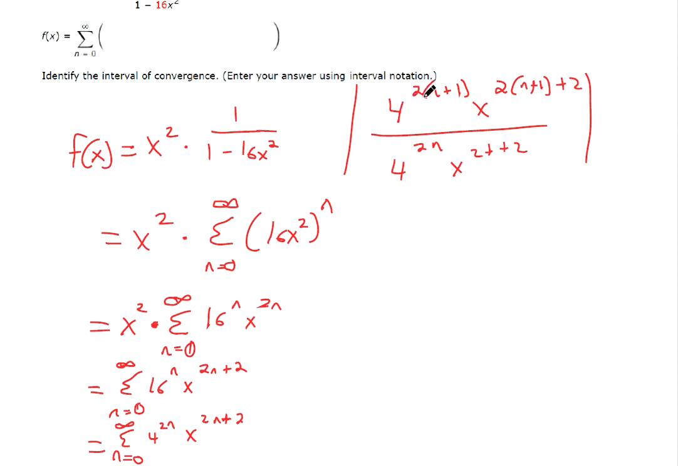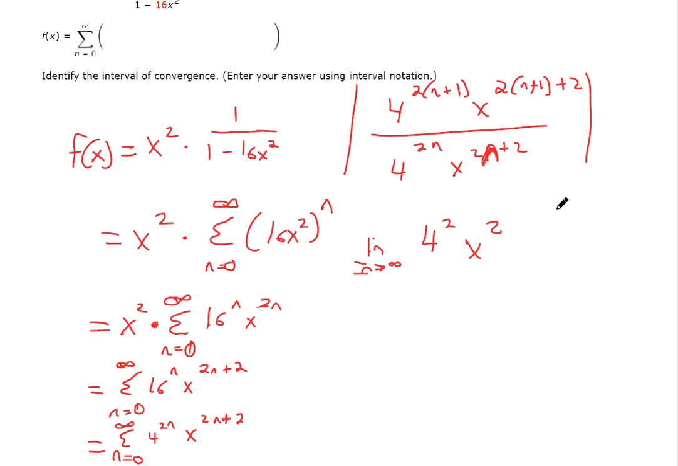This is going to be 4 to the 2n times 4 to the 2. So the 2n's are going to cancel. I'm kind of skipping over some algebra here, but let me know if you want me to go over this in more detail. But this becomes this, because 4 to the 2n divided by 4 to the 2n just makes 1. And a similar thing over here, this is x to the 2n plus 4 divided by x to the 2n plus 2, so those powers subtract, so that's going to be x to the second.